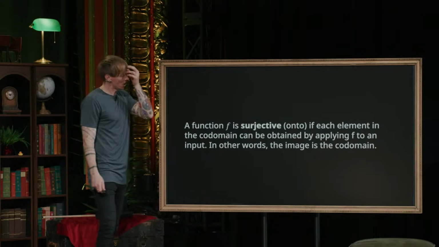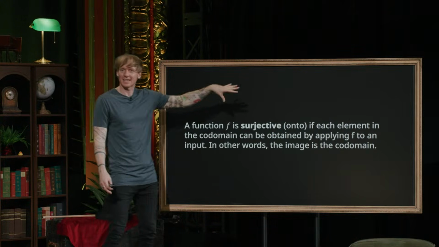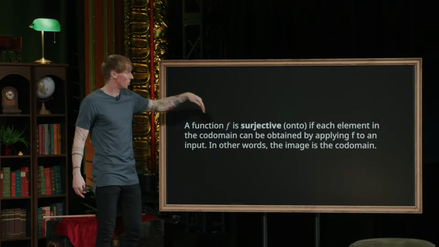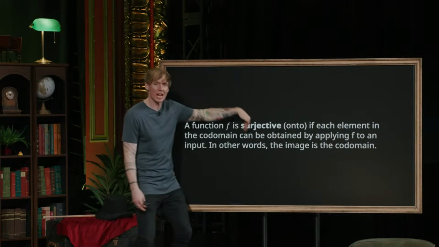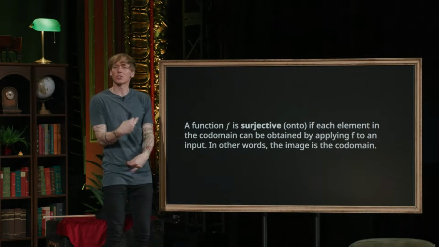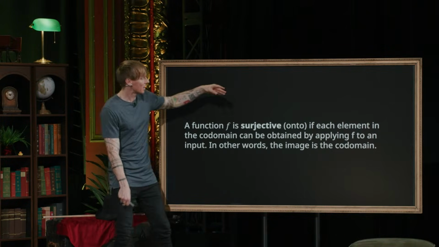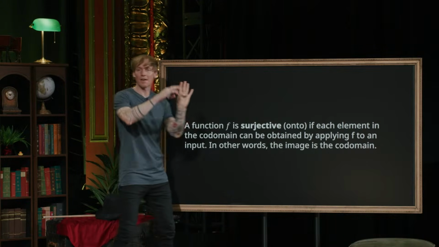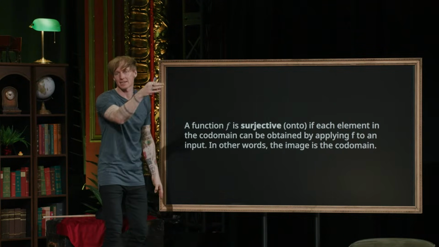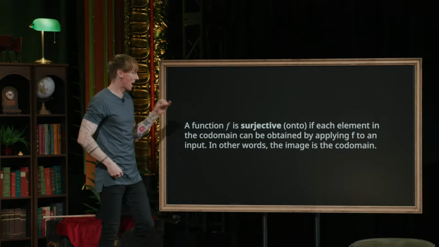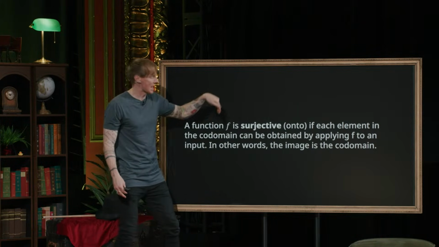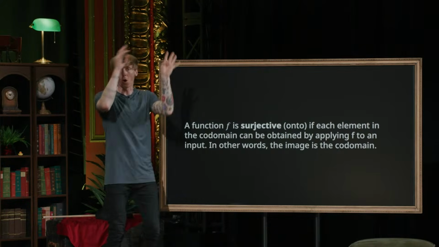OK, now the other property that we need, which we saw in that second example before, was surjectivity. We say a function f is surjective, or a function f is a surjection, if each element in the codomain can be obtained. So every dot in my diagram has an arrow going into it, so every value can be reached, which technically means, in other words, the image of your function is the whole set.